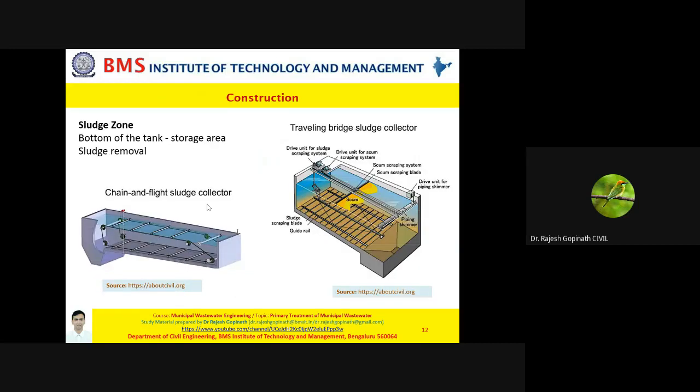Sludge zone. Whichever settled solids or suspended solids come down and get sedimented need to be removed periodically, otherwise they can again disturb the operation of your sedimentation tank. So the sludge zone is that zone where all the sludge is collected, and here you can have mechanisms to remove it regularly. Probably you can go for a chain and flight sludge collector, or probably a traveling bridge sludge collector.